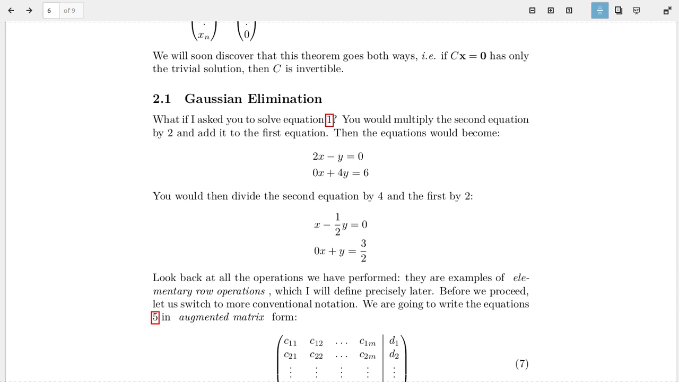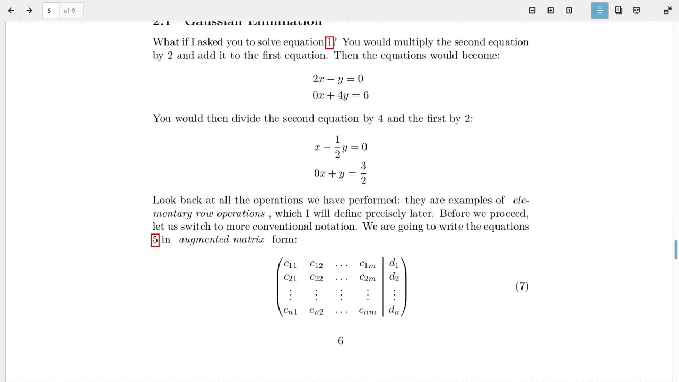Now notice that you were performing operations on the rows of the equations, the individual equations. These operations, like multiplying an equation by 4, or adding 2 equations, are called elementary row operations. What elementary row operations constitute, I will define later.